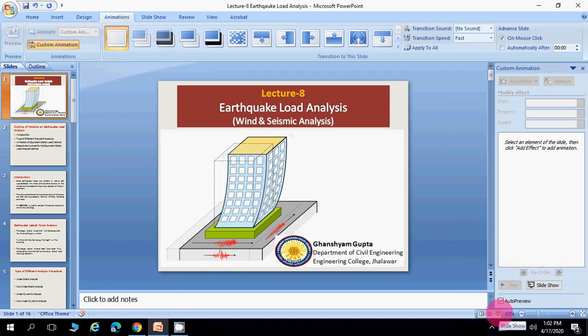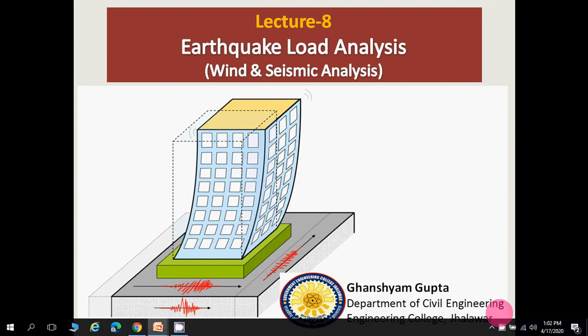Hi, welcome everyone to lecture 8, which is on earthquake load analysis, from the subject Wind and Seismic Analysis, in which we will be discussing how, when the earthquake load acts on a building, it will be distributed amongst all the floor levels or different lateral load resisting elements. So in this lecture I will be discussing this, and this is a topic from the subject Wind and Seismic Analysis.